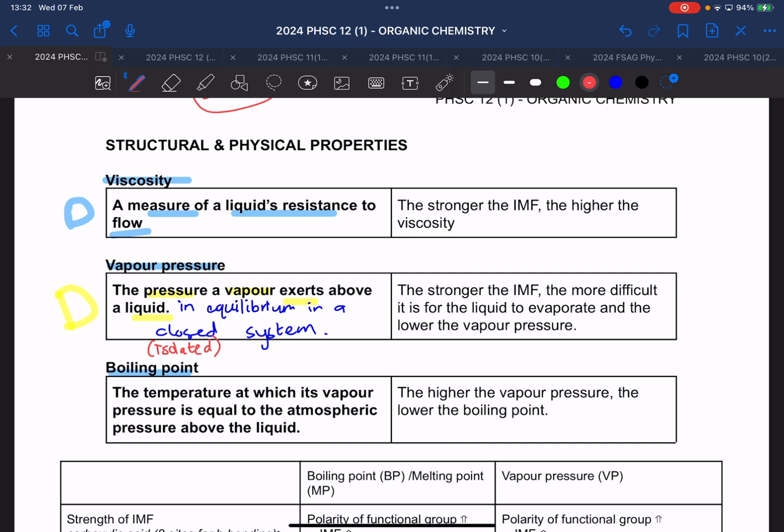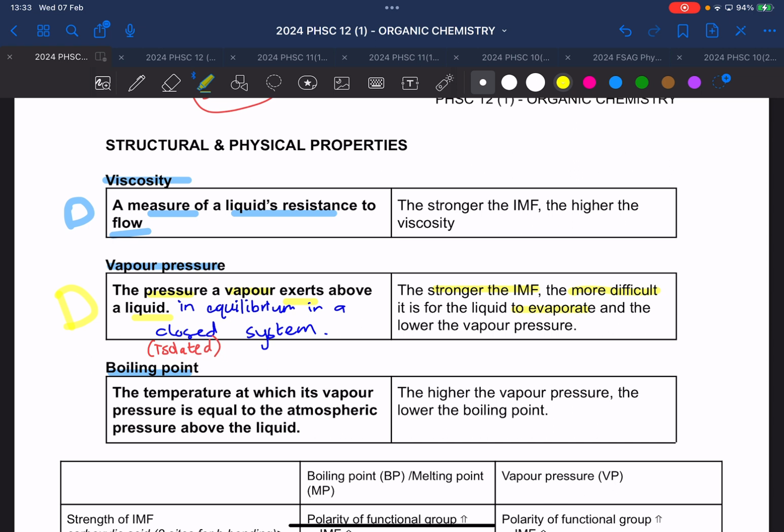So when the lid is closed and you heat up something, it will start to boil, start to evaporate, and then at a certain point that vapor will be saturated, meaning nothing can evaporate anymore, and then it will condense, and then it will evaporate and condense, so that is the equilibrium in a closed system. So that pressure that the vapor exerts on the liquid is called vapor pressure. And the stronger the intermolecular forces are, the more difficult it is for a liquid to evaporate. The stronger the forces, the more strongly the particles are held together, the more difficult it is to evaporate.